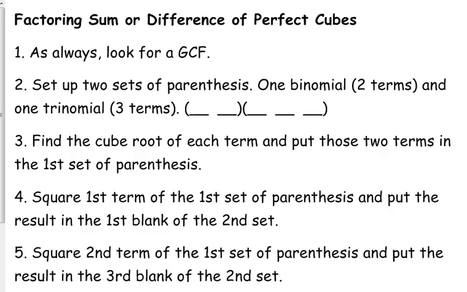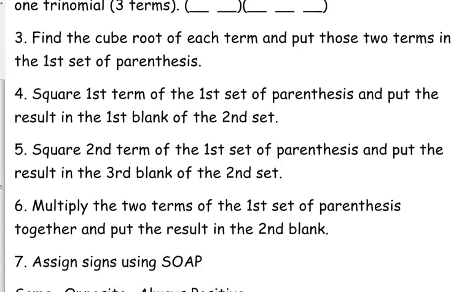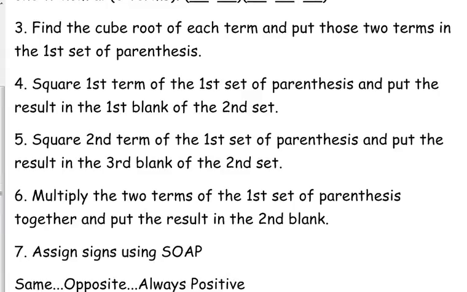Now we're going to fill in the second set of parentheses based on what we've got in the first set of parentheses. We're going to square the first term of the first set. That answer goes right here. Then we're going to square the second term. It goes in the last blank. And then in the middle, we multiply them together, and that goes in the second blank.